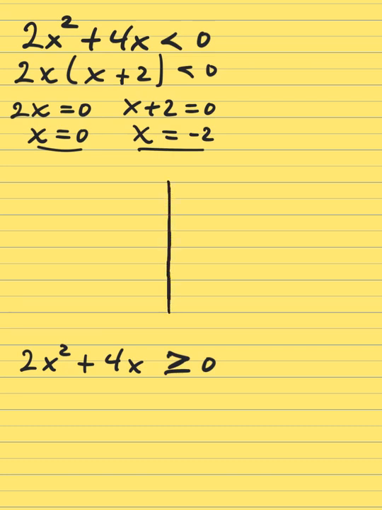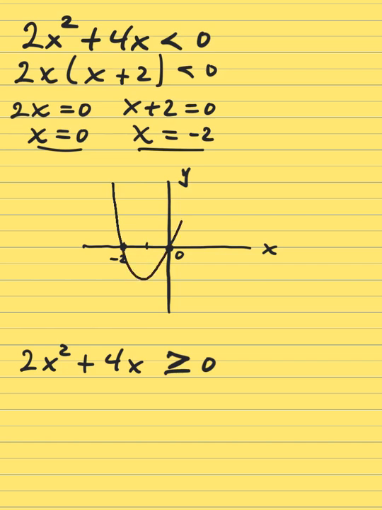So I'm going to sketch in some x and y axes. Our solutions are 0 and negative 2. Those are going to be the x-intercepts. In the original problem, the x squared term is positive. So the graph is going to have a valley shape.